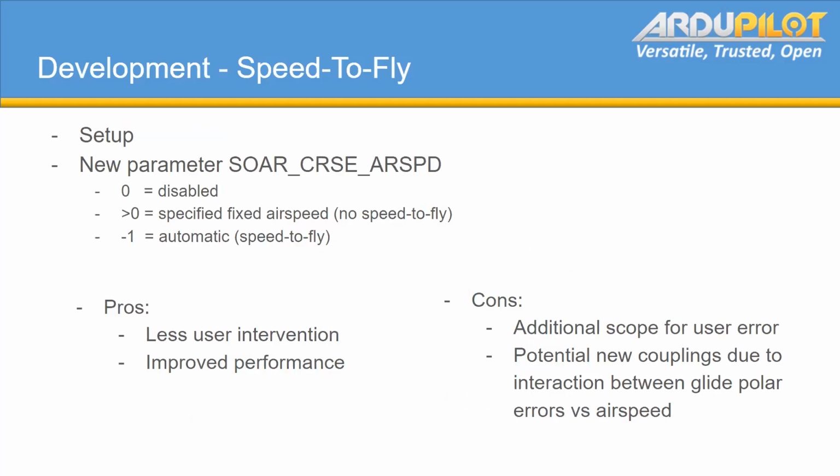In terms of how this is going to be set up, there's going to be a new parameter, soar cruise airspeed. For that one, 0 will be the default, which will be disabled, meaning it uses the trim airspeed in between thermals. Greater than 1 will mean that you just fly a fixed specified airspeed, so it won't do this calculation, but it'll give you the ability to just say, I want you to fly at 15 meters per second as a separate setting from trim airspeed. And then finally, -1 will be automatic, meaning do this calculation and work out what you think is the optimum speed to fly at.